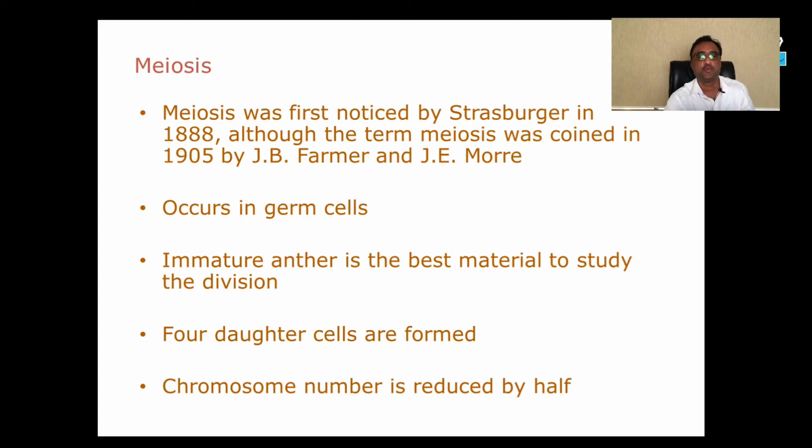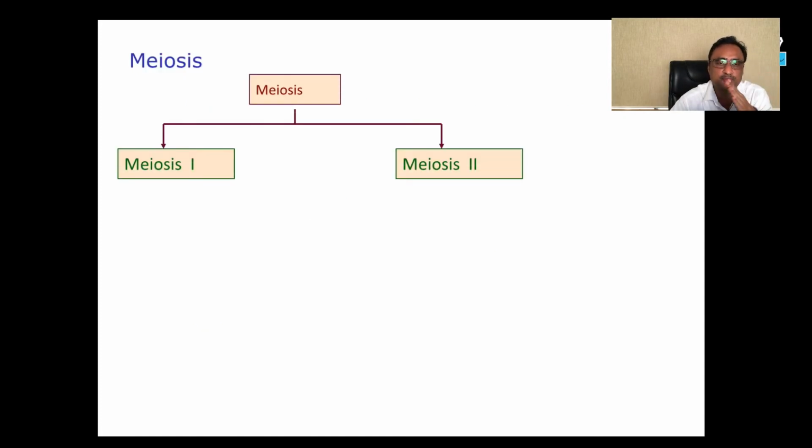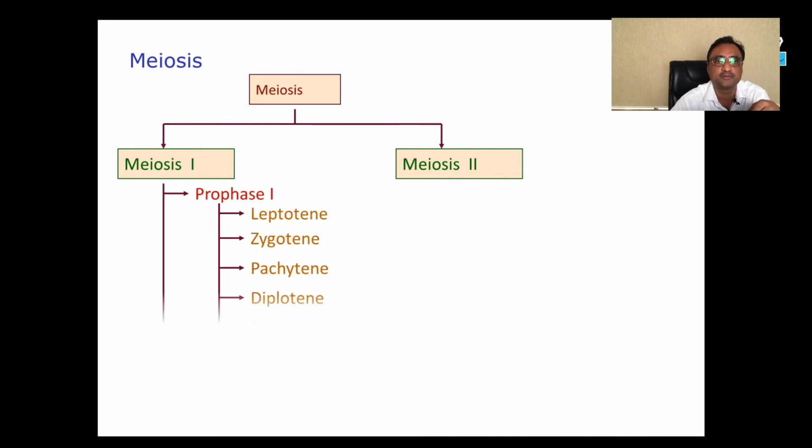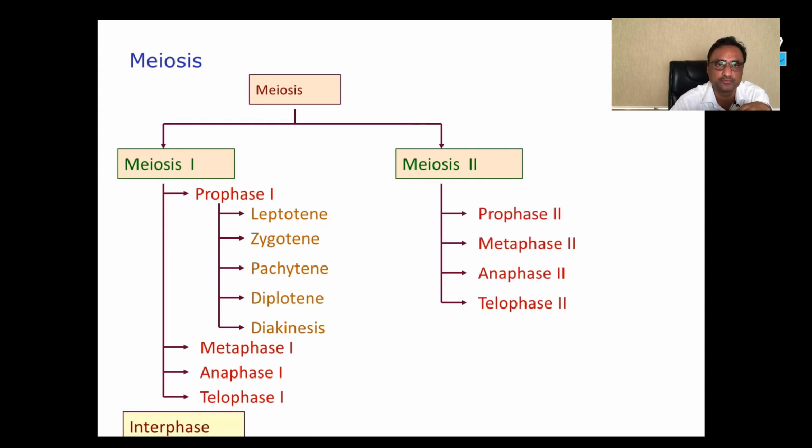Now let's discuss what the stages of meiosis are. You know, meiosis can be divided into 2 parts, meiosis 1 and meiosis 2. So meiosis 1 is a reductional division and meiosis 2 is the equational division. It is just like mitosis. Okay. Again, meiosis 1 can be divided into prophase 1, metaphase 1, anaphase 1, telophase 1, and similarly meiosis 2 can also be divided into prophase 2, metaphase 2, anaphase 2 and telophase 2, right?